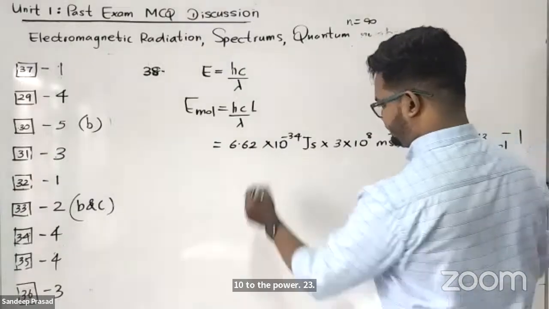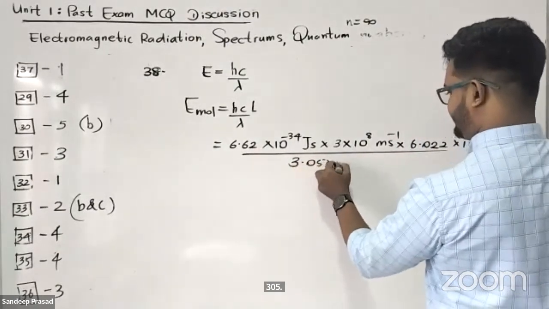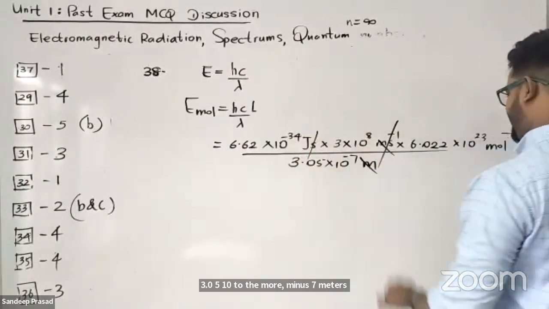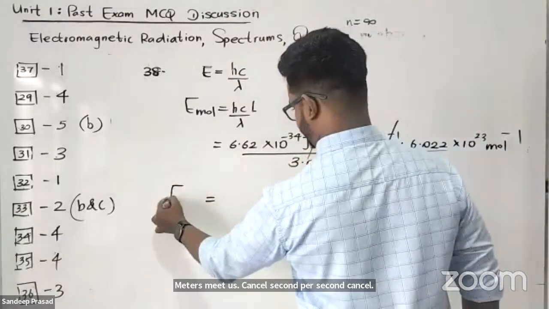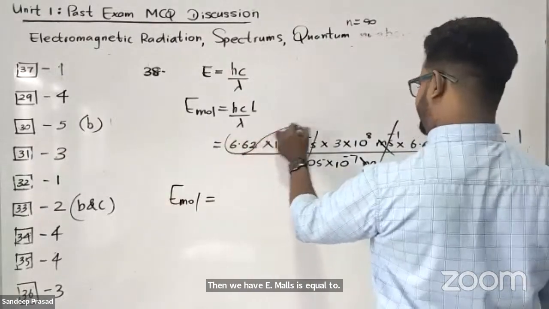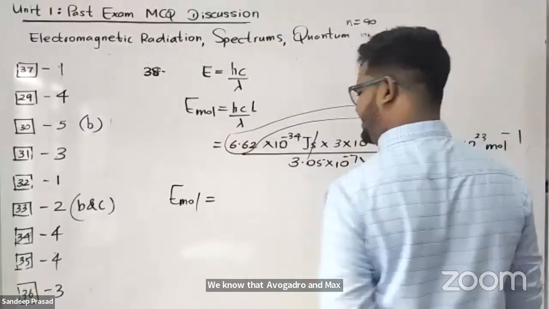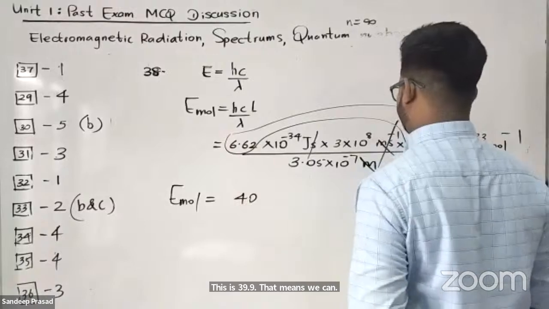Lambda is 305, that means 3.05 × 10 to the power minus 7 meters. Meters cancel off, second per second cancel off. Then we have E per mole equal to Avogadro's number and Max Planck's constant multiplication. This is 39.9, right? That means we can take approximately 40.